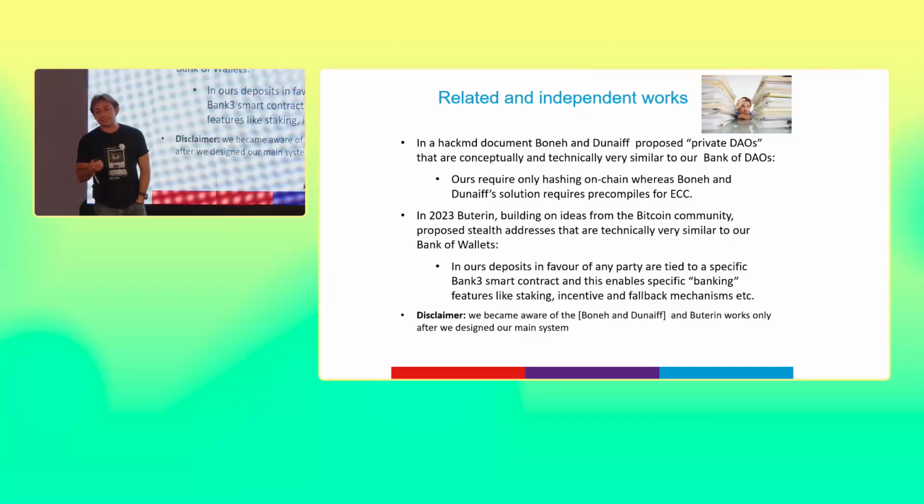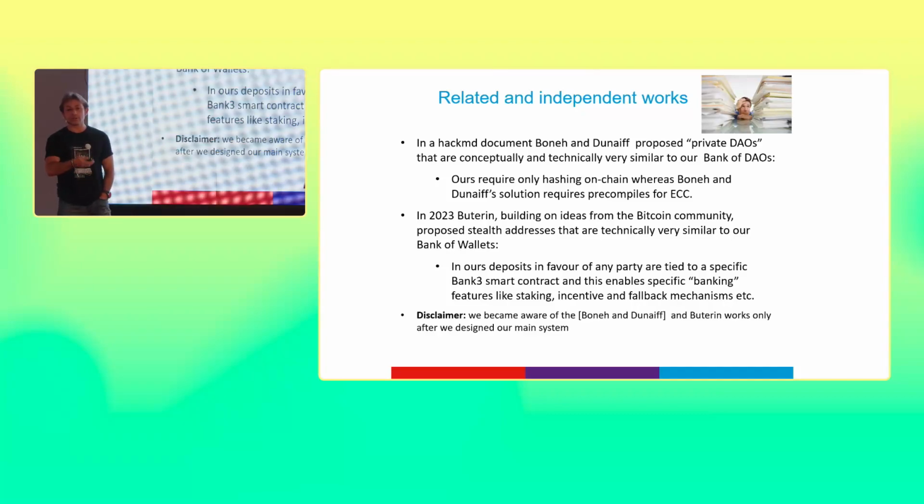So we designed this concept from the spring of last year, and then we discovered that there is very interesting related work. For example, in a recent document, Bonneau and Nunez proposed private DAOs that are conceptually and technically also very similar to our concept of bank of DAO, with a very small difference. For example, ours requires only hashing on chain, whereas their solution requires doing elliptic curve operations on chain.